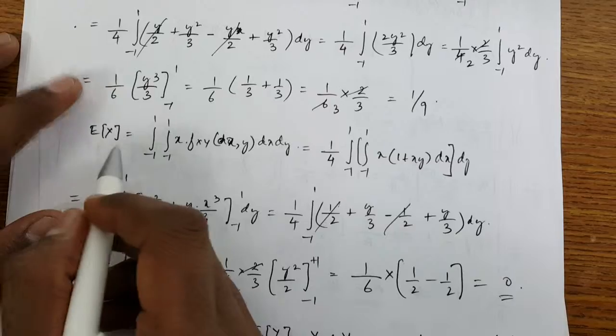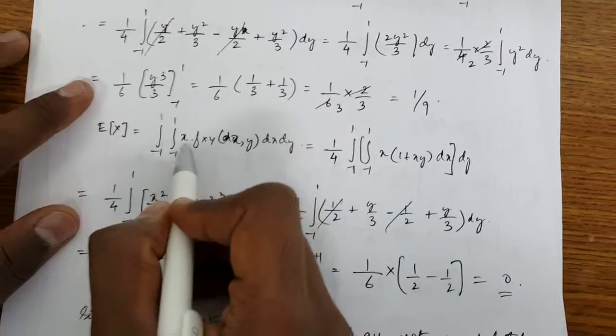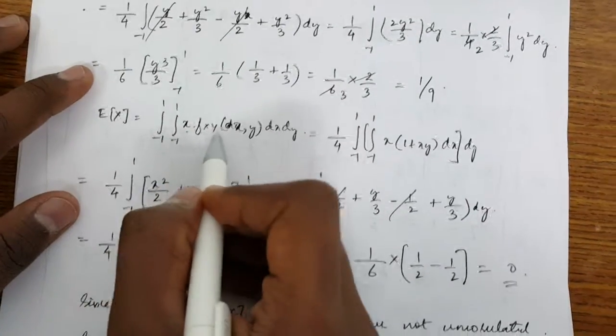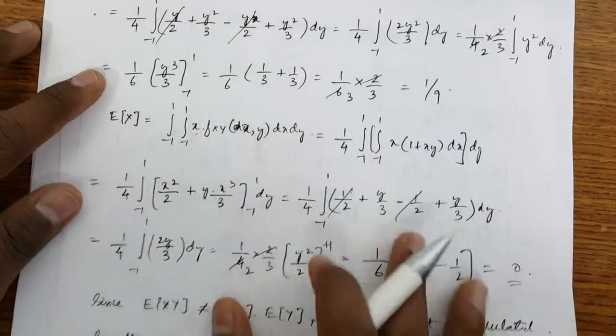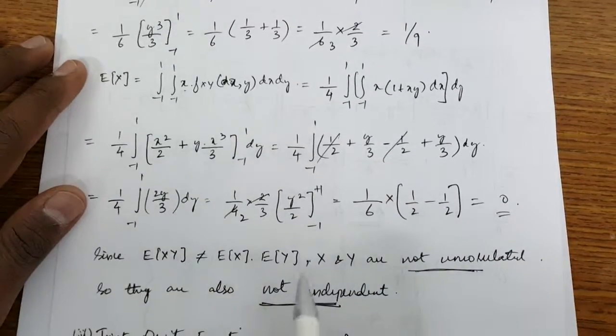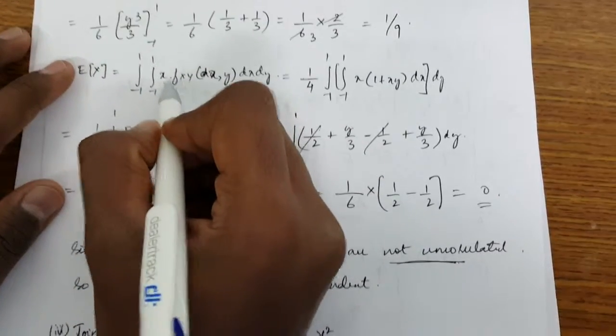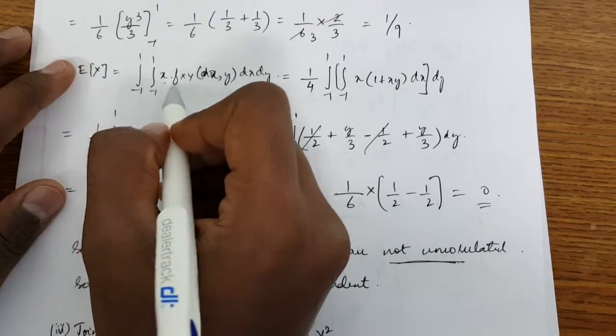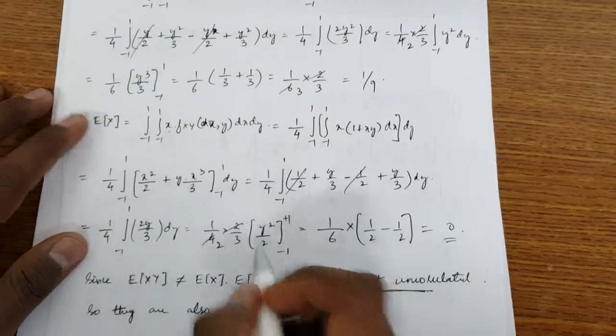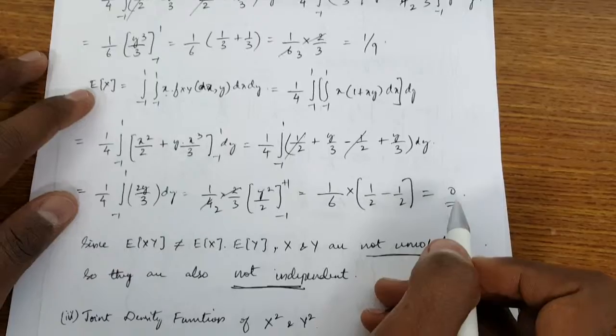Now to find expectation of x, it's the same formula except that in the integral we multiply f of xy with just x, and similarly for E of y we multiply f of xy with just y and evaluate the double integral for both the cases. So we get E of x and E of y to be 0.